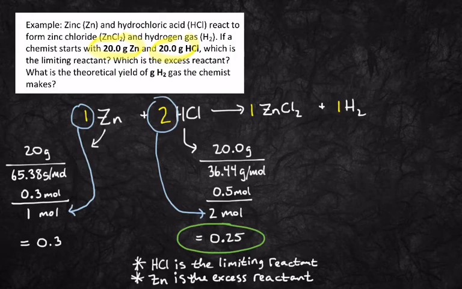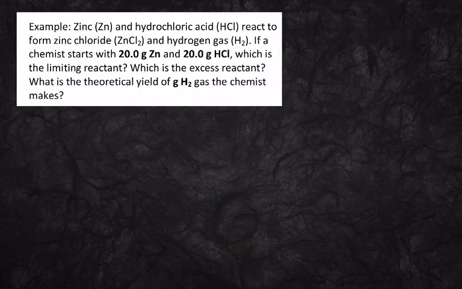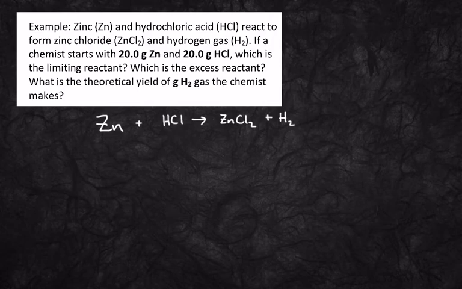The third question says, what is the theoretical yield of grams H2 gas the chemist makes? This is now just a traditional stoichiometry problem. Since I'm going to run out of HCl first, I'm going to use that one in my problem when I set up my known and unknown table. Let's go to the next slide just so I can add some more space. Again, I start off with that balanced chemical equation. Put a coefficient of 2 in front.